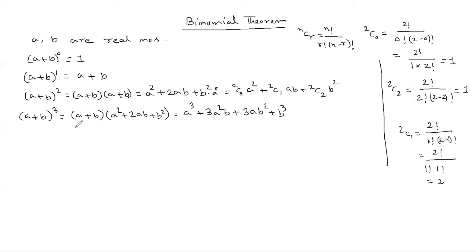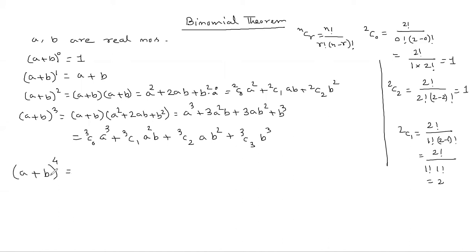Similarly, I can write this expansion, starting with 3, right? 3C0 is 1, a cube plus 3C1 a square b plus 3C2 ab square plus 3C3 b cube. So similarly, if you maintain the same pattern, now you can write it on your own. What is going to be (a plus b) power 4? Just from mathematical induction, we can write this expansion.